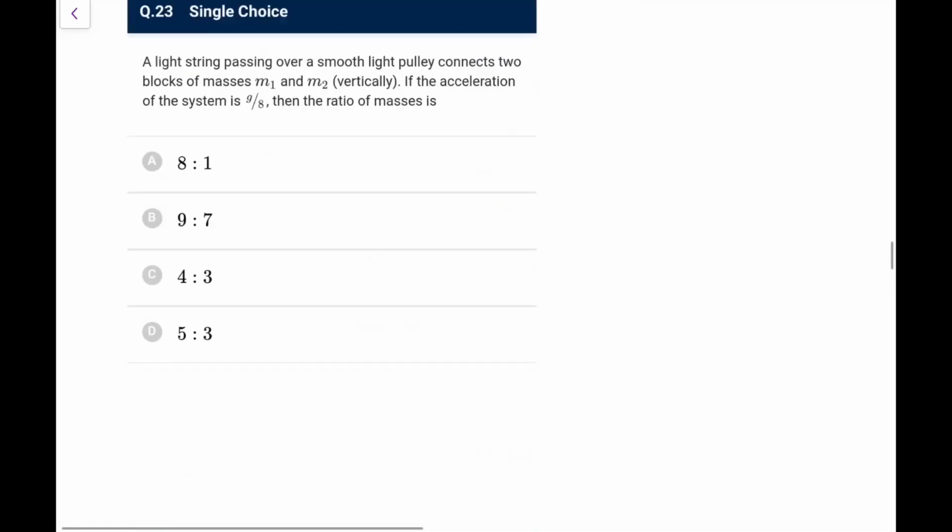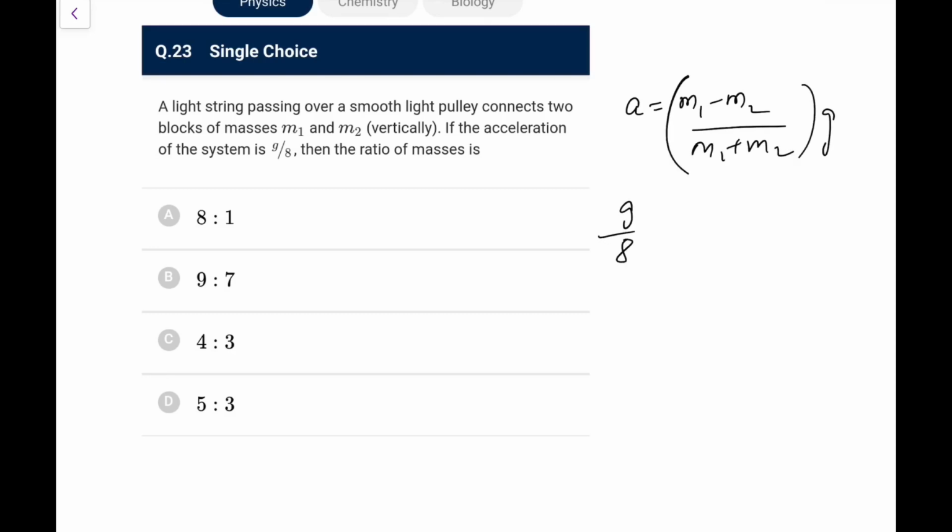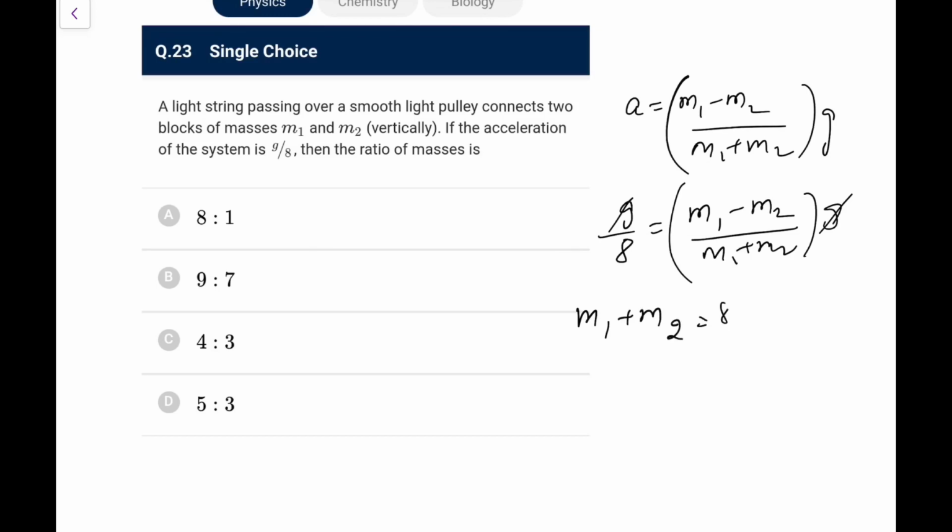Go for it. Next one, a light string passing over a smooth light pulley connects two blocks m1 and m2. If the acceleration of the system is g by 8, what is the ratio of the masses? You know, acceleration is (m1 minus m2) upon (m1 plus m2) times g. In this case, it is given as g by 8, so g by 8 is (m1 minus m2) over (m1 plus m2) into g. So m1 plus m2 is 8m1 minus 8m2, so you will be left with 7m1 = 9m2, so the ratio is 7:9 or 9:7, whatever you can write, that would be the answer.